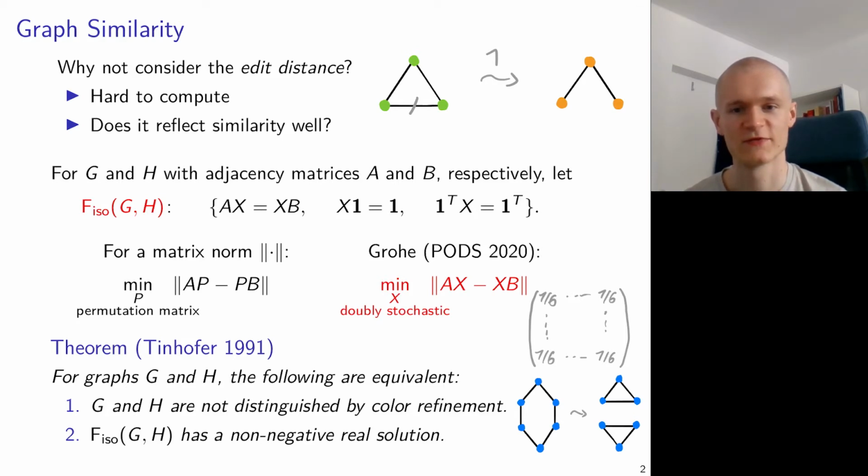So the graphs of distance 0 are exactly those that are not distinguished by color refinement. However, now this seems completely arbitrary for a graph similarity measure. So let's take a look at the homomorphism side of things.